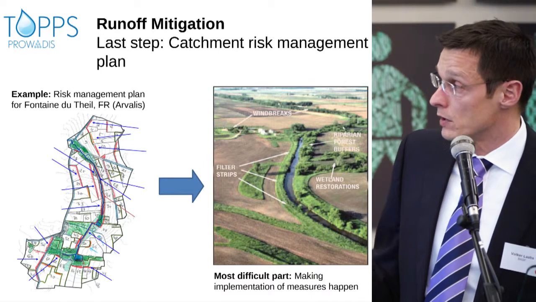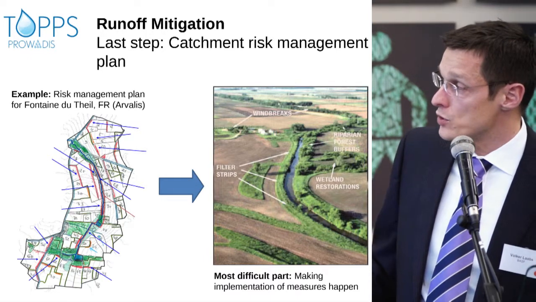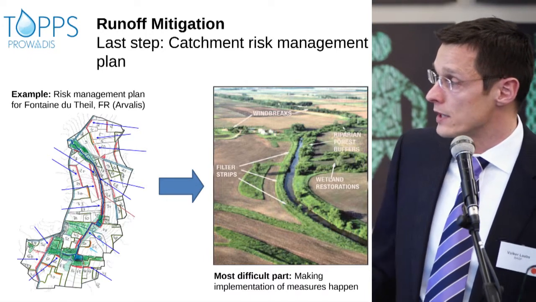And here an example from another catchment where you see a nice mosaic of different windbreaks, filter strips, riparian forests, and so on. And this is, of course, something that we would like to see also, to increase the heterogeneity of the landscape and make it more interesting. But we are aware, of course, that the most difficult part is making implementation of measures happen. And here we need to be smart about funding mechanisms and incentives, of course, for farmers.